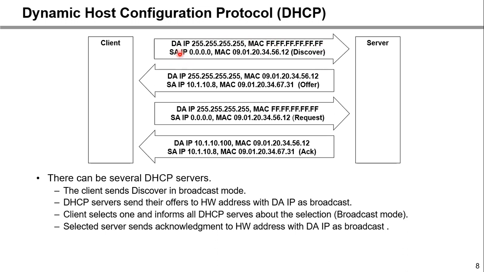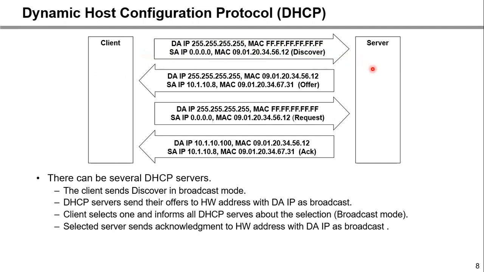And the source IP address: the client doesn't know the source IP address. That's why it is mentioned as 0.0.0.0. This is not a valid IP address, mind you. That means the client doesn't know what its IP address is. But you know the source MAC address, your own MAC address, so you make that entry into the message. And this becomes a DHCP discover message.